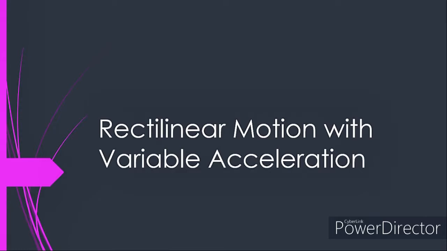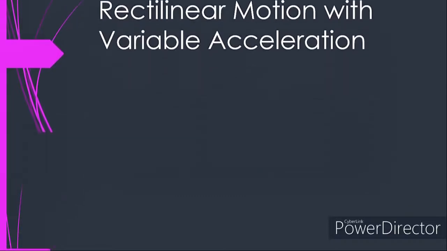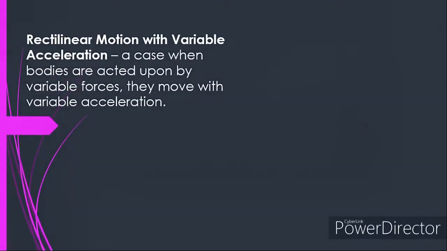Rectilinear motion with variable acceleration. Ano nga ba itong rectilinear motion with variable acceleration? So, sabi ni Singer, rectilinear motion with variable acceleration is a case when bodies are acted upon by variable forces. They move with variable acceleration.